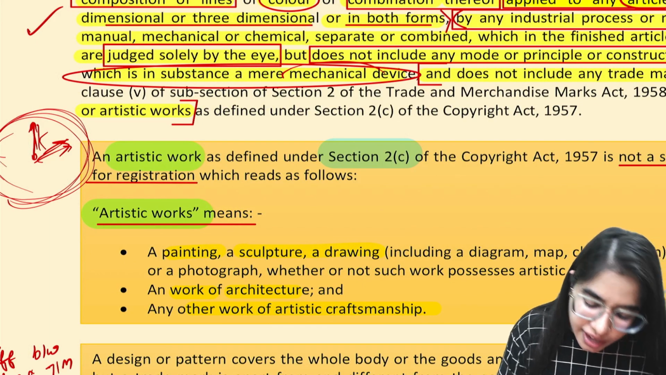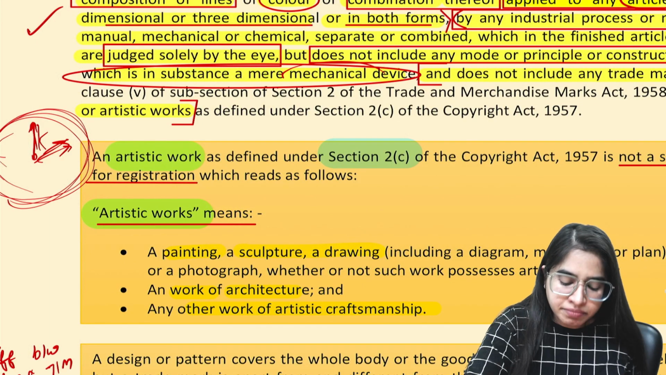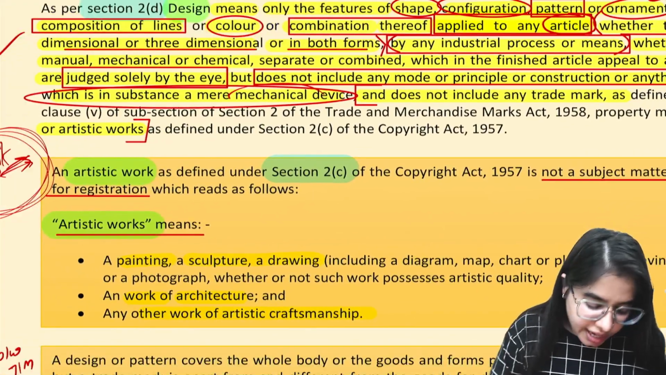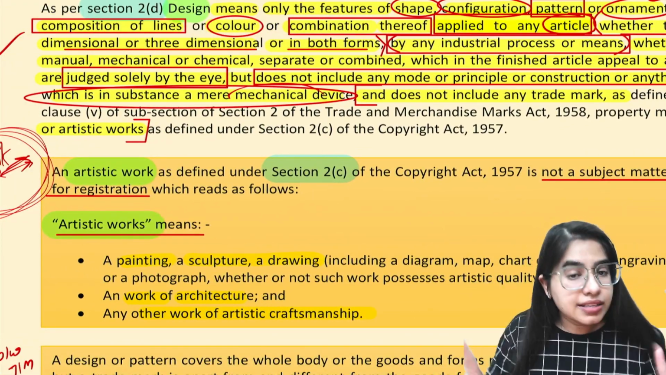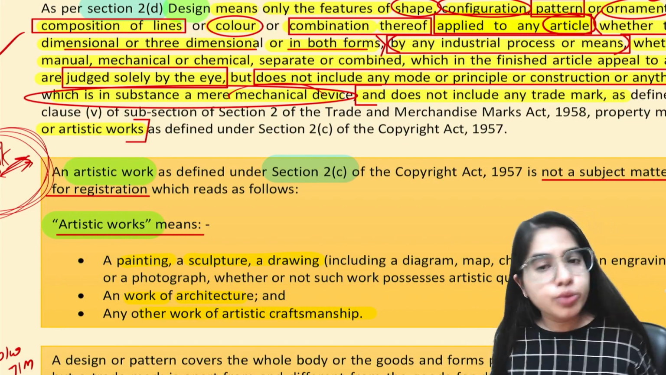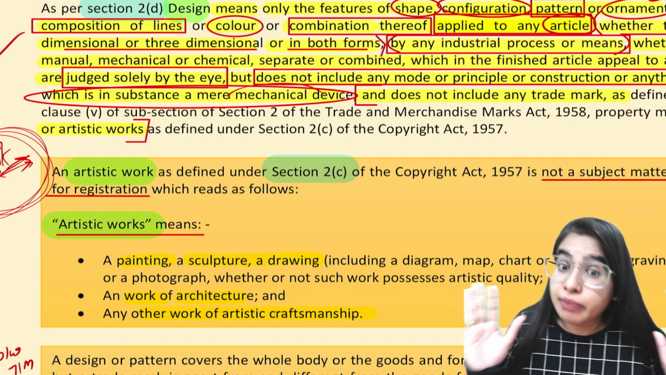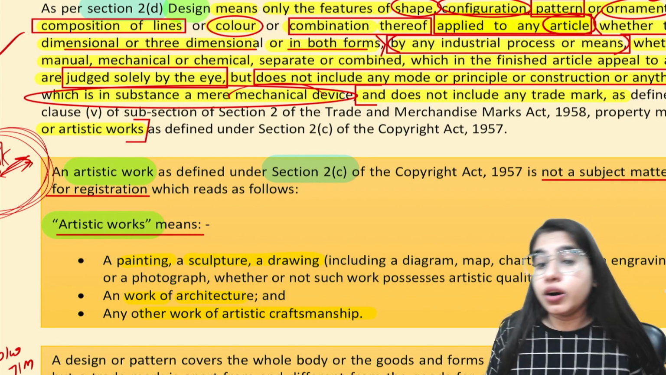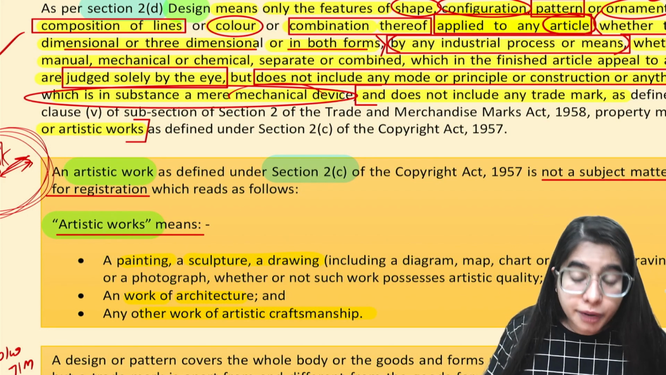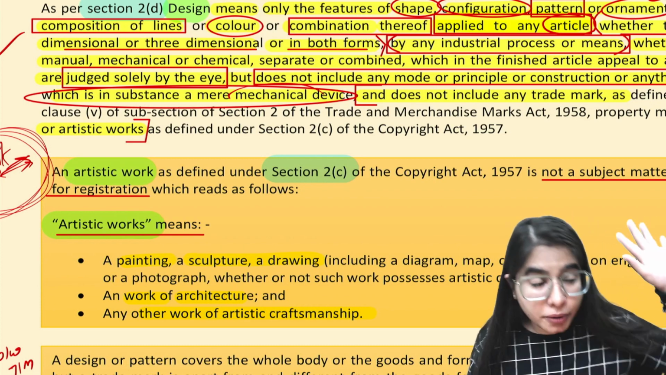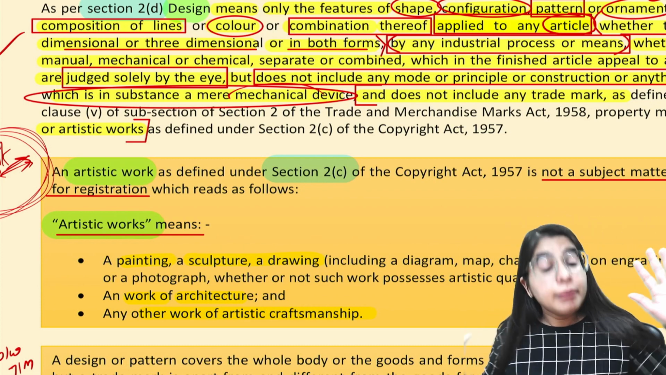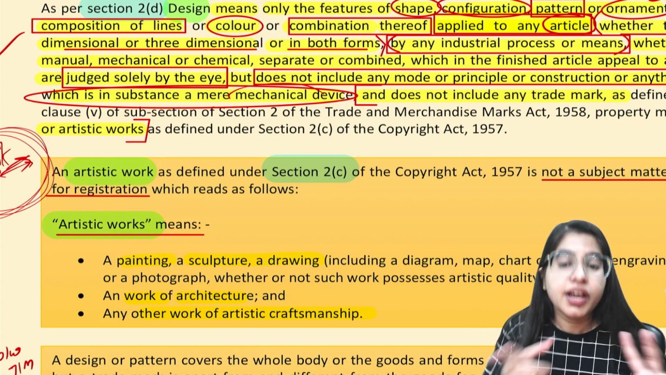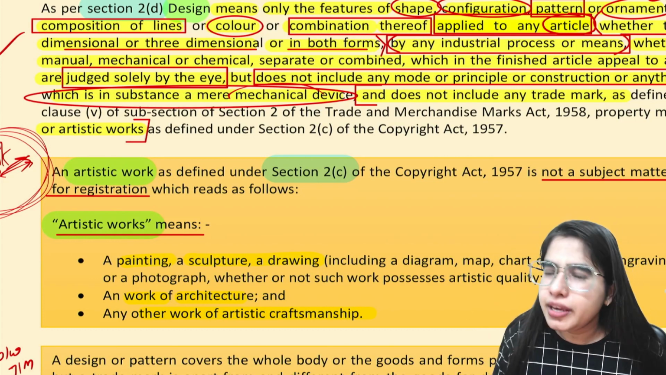Mere mechanical device you cannot register as a design, and also it does not include trademark under the Trademark Act or any artistic work under the Copyright Act. Please understand, trademark is not included in design. Design is separate, trademark is separate. And for artistic work you get copyright protection under the Copyright Act. So copyright is different, design is different. Trademark and copyright cannot be considered as design.